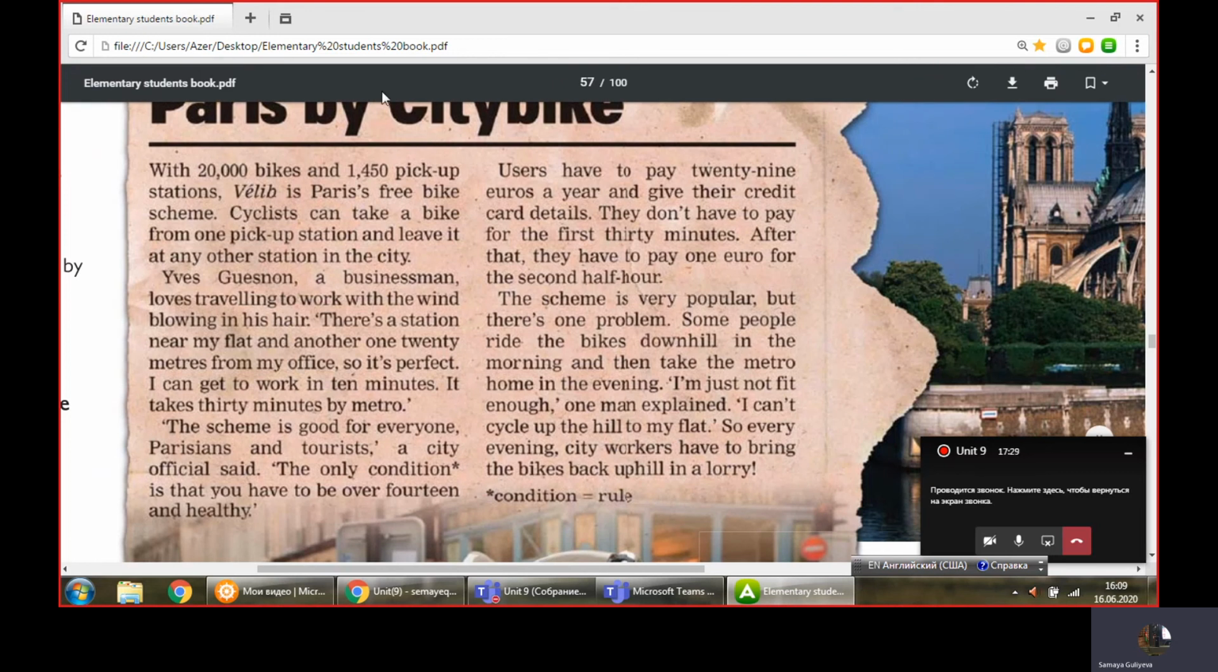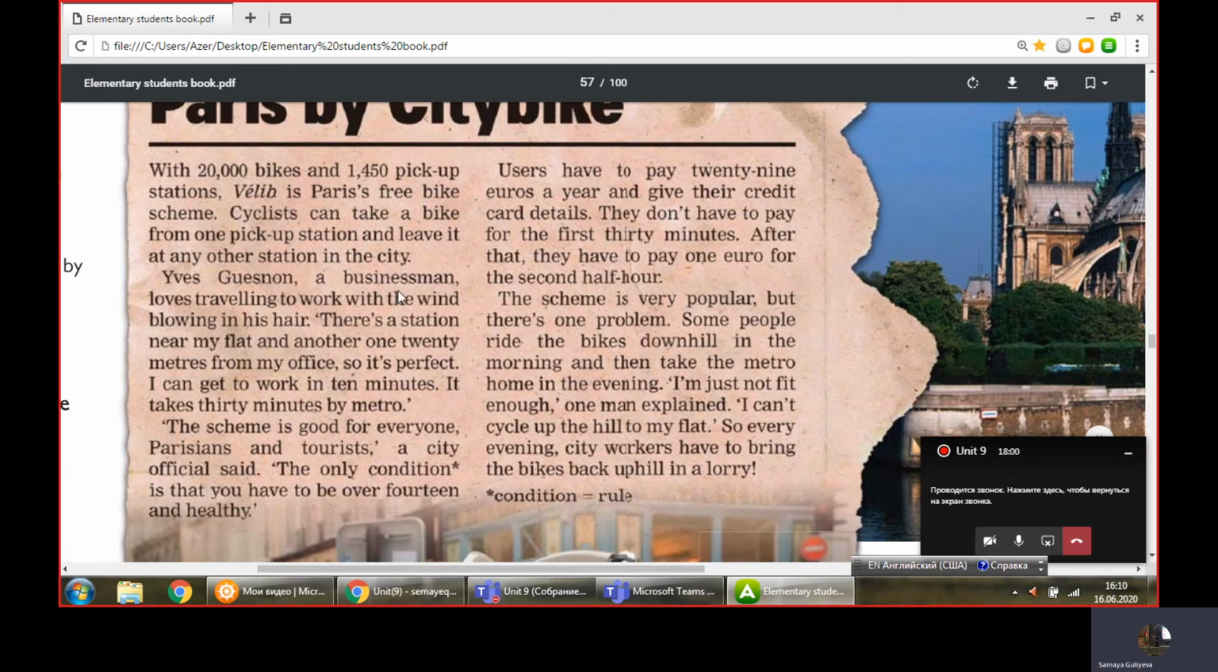And please look through the text. I want to briefly read the text. With 20,000 bikes and 1,450 pickup stations, Vélib is Paris' free bike scheme. Cyclists can take a bike from one pickup station and leave it at any other station in the city.